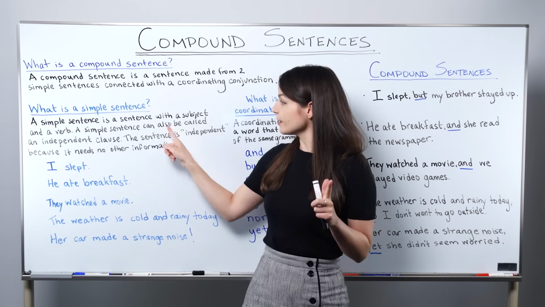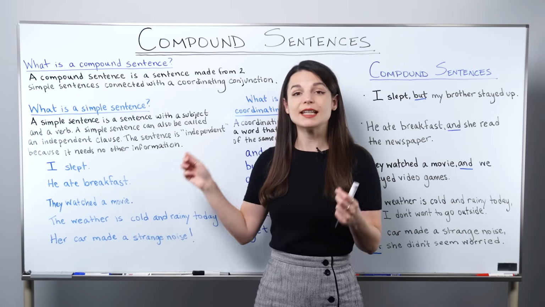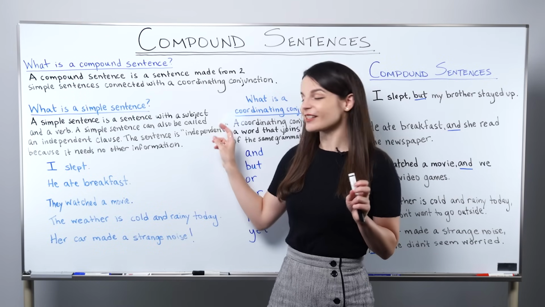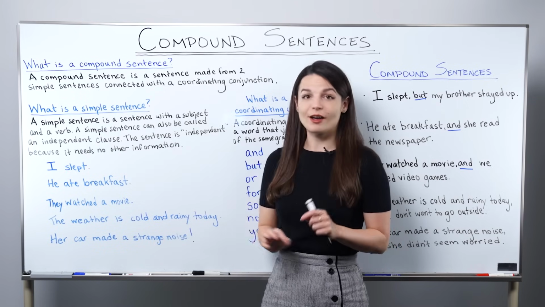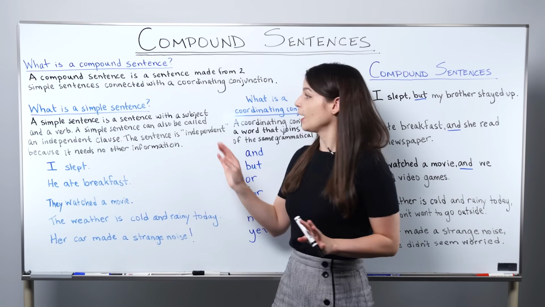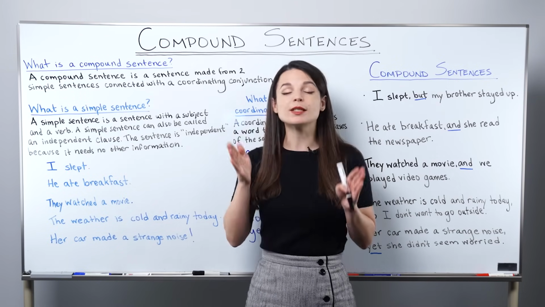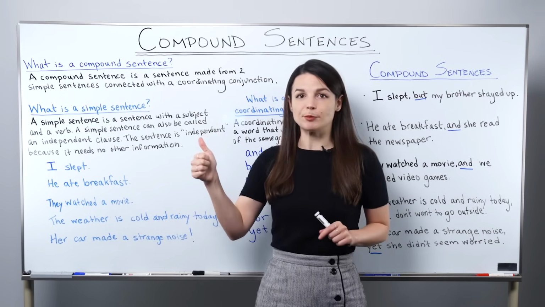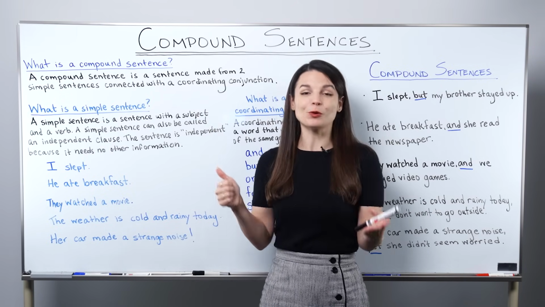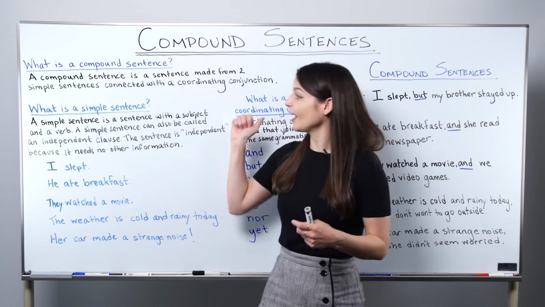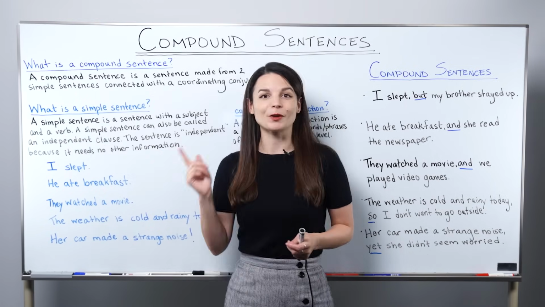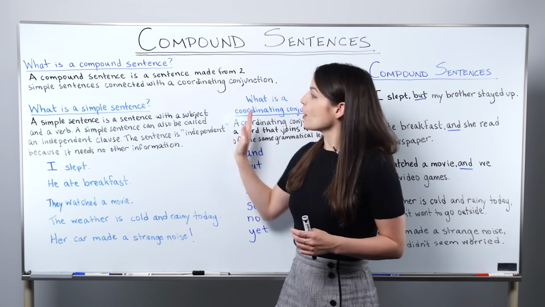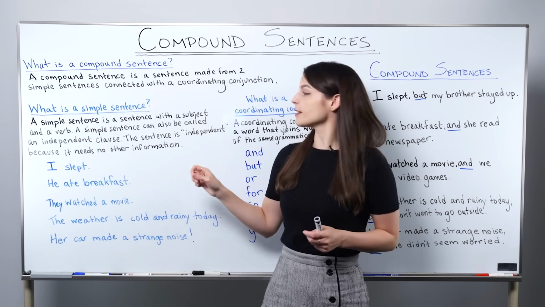A simple sentence can also be called an independent clause. The sentence is independent because it needs no other information. So, a simple sentence is the most basic type of sentence in English. So again, there's just a subject, like I or you or he or she, and a verb. So go or went or eat, and so on. So, the most basic type of sentence.